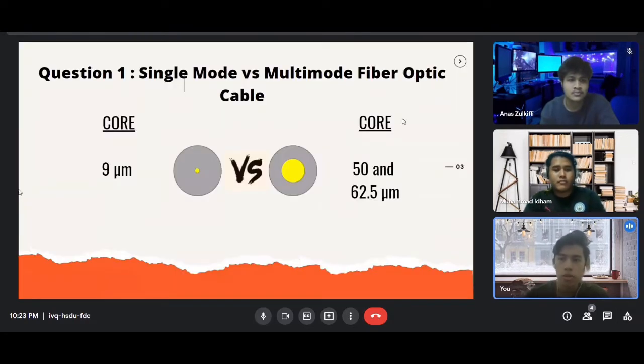Okay, question 1. Single mode versus multi-mode fiber optic cable. Firstly, based on the core, single mode is smaller than the multi-mode core. The size of the single mode is 9 micrometer, while the multi-mode is 50 and 62.5 micrometer.